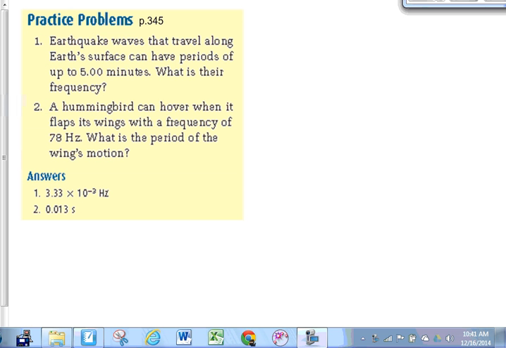All right, guys, let's take a look at number two here. A hummingbird, simple harmonic motion. Motion that repeats itself. If you look closer at it, the force that brings the hummingbird's wings back to their natural position is proportional to the displacement. A hummingbird can hover when it flaps its wings with a frequency of 78 hertz. 78 cycles of this hummingbird's wings going up and down per second. Okay, that's flapping the wings a lot. What's the period of the wings' motion?